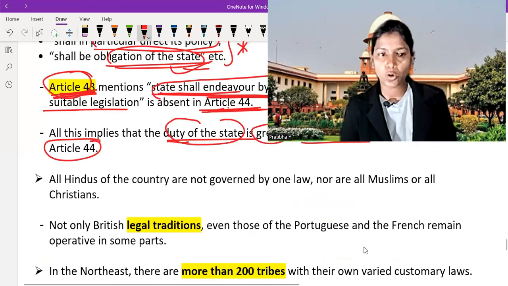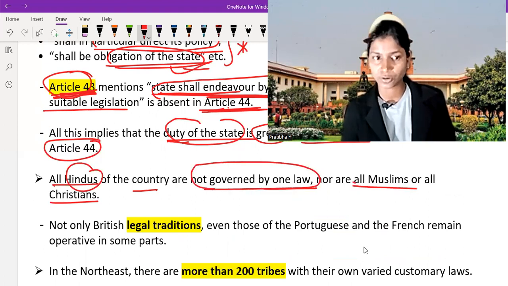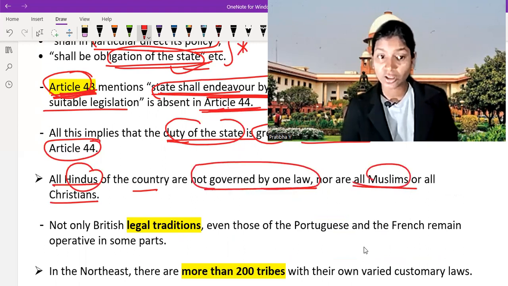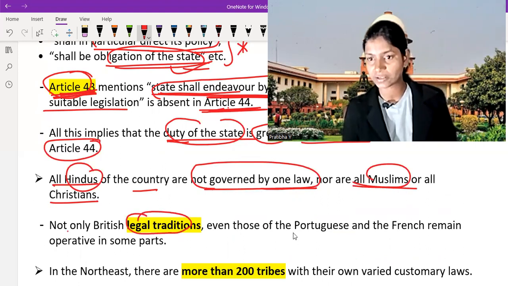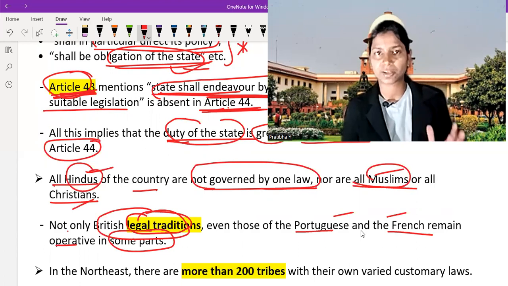See, all Hindus of a country are not governed by one law, nor all Muslims, nor all Christians. Not only the British legal tradition, even those of the Portuguese and French remain operative in some part. So not only Hindus, Muslims and Christians, but also British, Portuguese and French traditions are operative in some parts of our country.